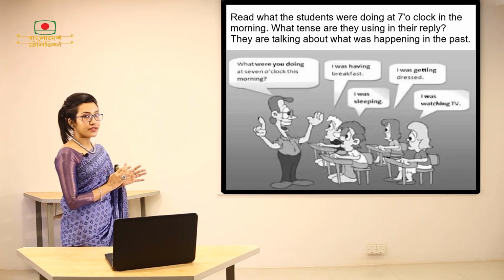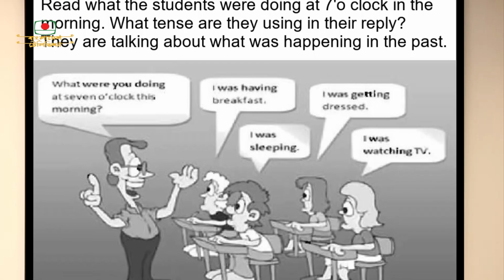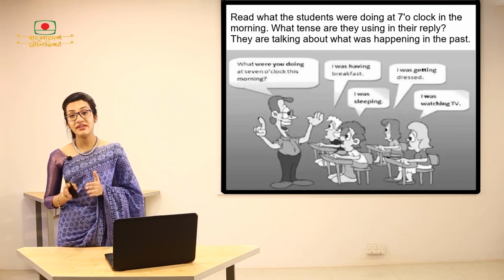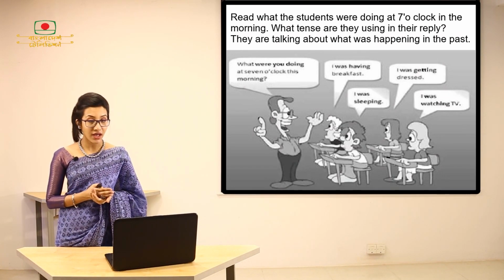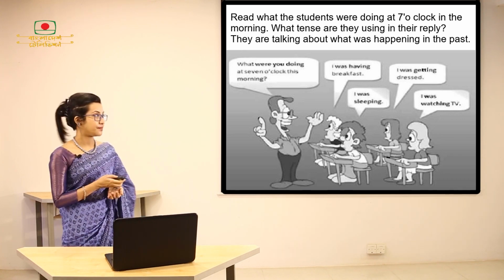So it's very clear that there is a teacher here who is asking a question. The question is, what were you doing at 7 o'clock this morning? In reply, there are different students who are giving different answers. The first student said, I was having breakfast. The next one said, I was sleeping. The third one said, I was getting dressed. And the fourth one said, I was watching TV. Now all these events happened at 7 o'clock and they were doing these actions right at that moment.